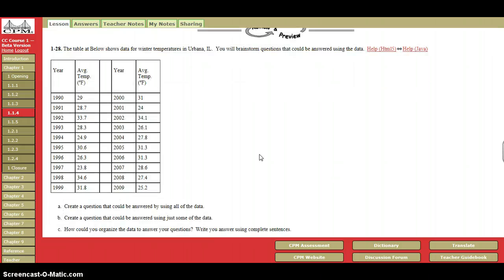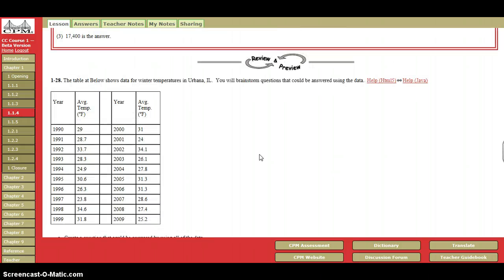I'm scrolling down already to the review preview section. Most of you have only 3 problems that you're going to be responsible for. So the problems that I will be covering today are problems 28, 29, and 31. So the first one is problem 28, as you see right here.